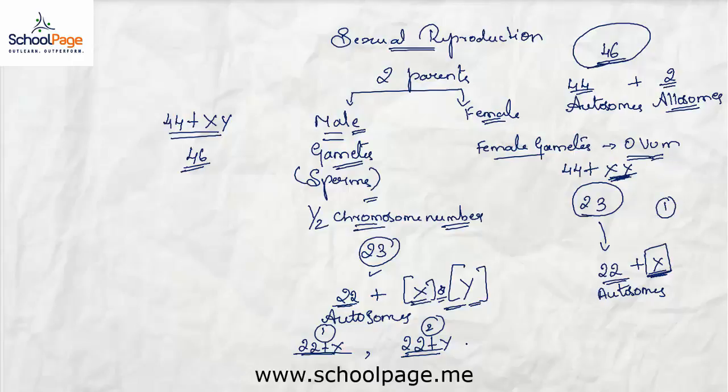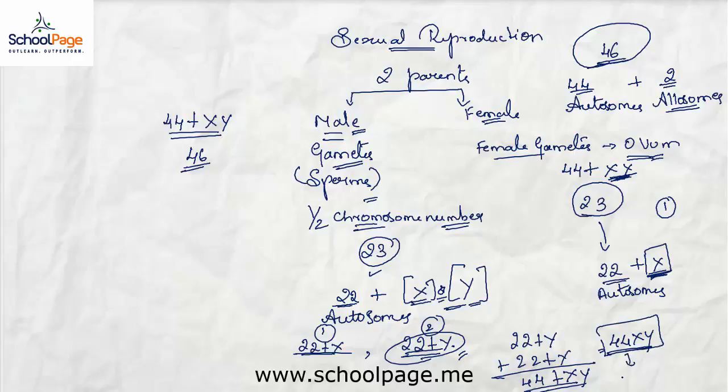When the male sperm and the female ovum unite together, let us consider this one. The gamete with the Y chromosome and the gamete with the X chromosome come together. So it will be 22 plus Y plus 22 plus X. So totally we get 44 plus X and Y. So 44 XY gives rise to a male offspring.